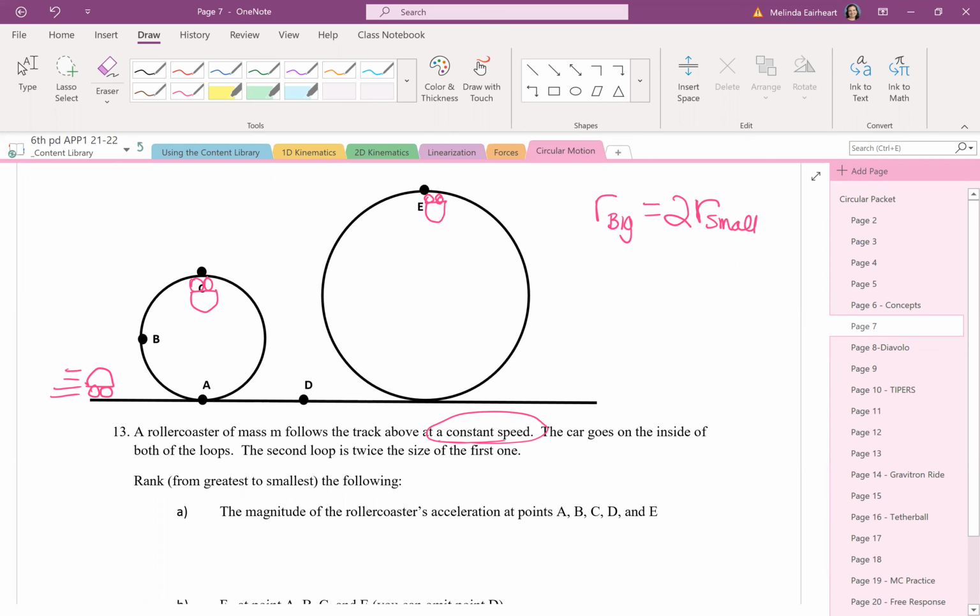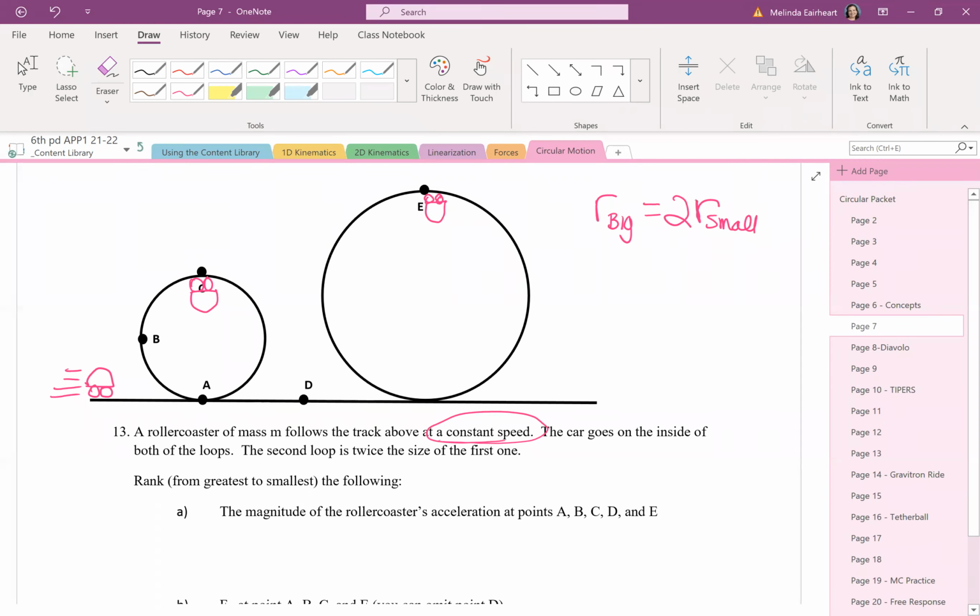Rank from greatest to smallest, that's just the norm, the following. A, the magnitude of the roller coaster's acceleration at points A, B, C in the small loop. D, not in any loop. And then E, in the bigger loop.